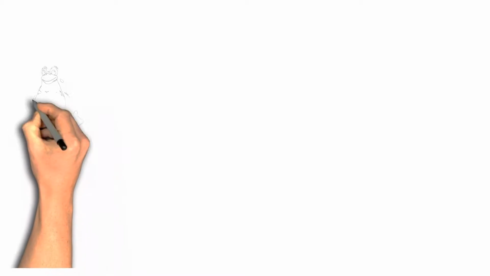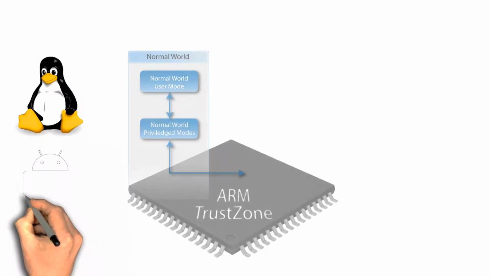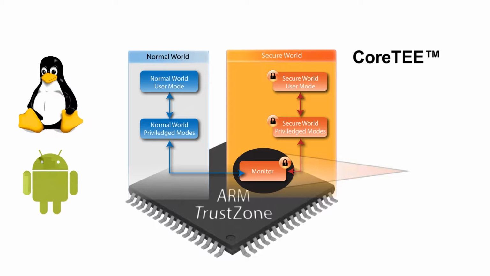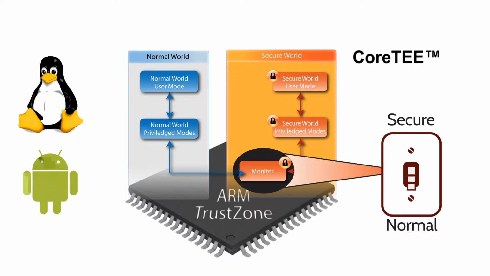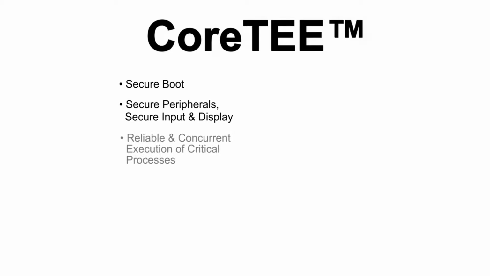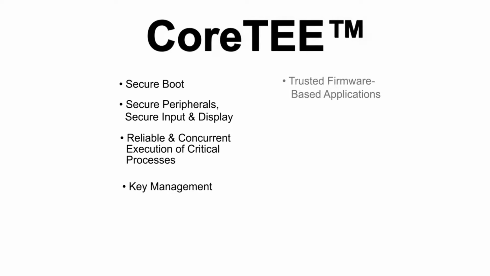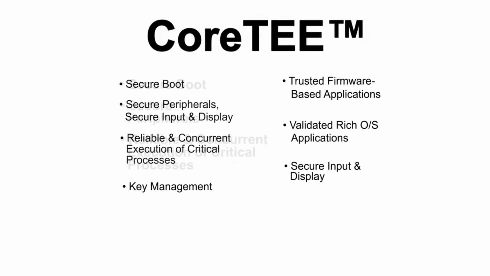Operating systems such as Linux and Android run in the normal world. CoreT runs in the secure world and manages switching between the secure and normal worlds. This switch is accomplished by a secure monitor. CoreT's key features include secure boot, secure peripherals, reliable and concurrent execution of critical processes, key management, trusted firmware-based applications, validated rich operating system applications, secure input and display.